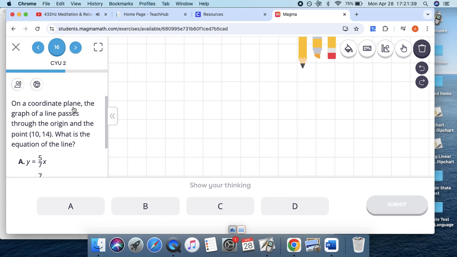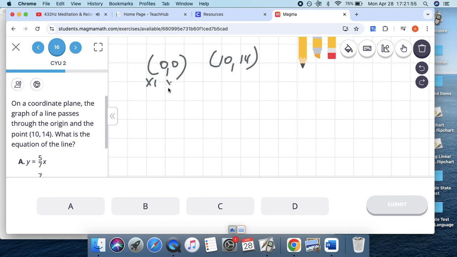On the coordinate plane, the graph of a line passes through the origin and the point. What is the equation of the line? Okay, so it passes through the origin, which means it goes through (0, 0). And it passes through (10, 14). If it goes through the origin, it's proportional. Okay, but I'm going to go through the whole process.